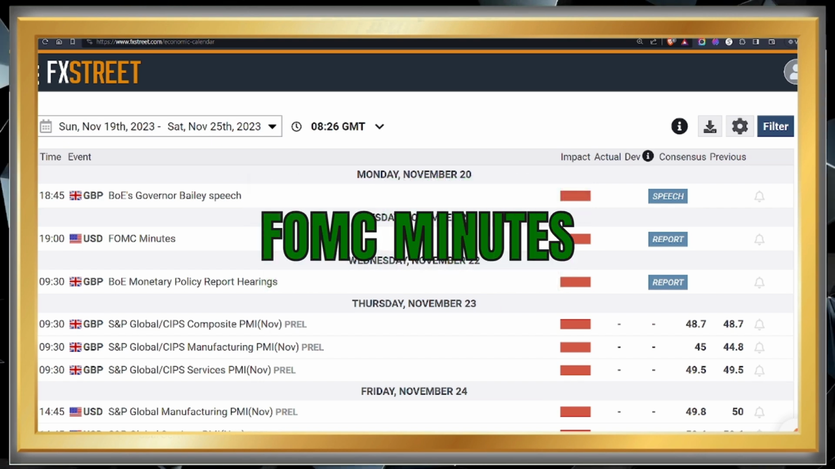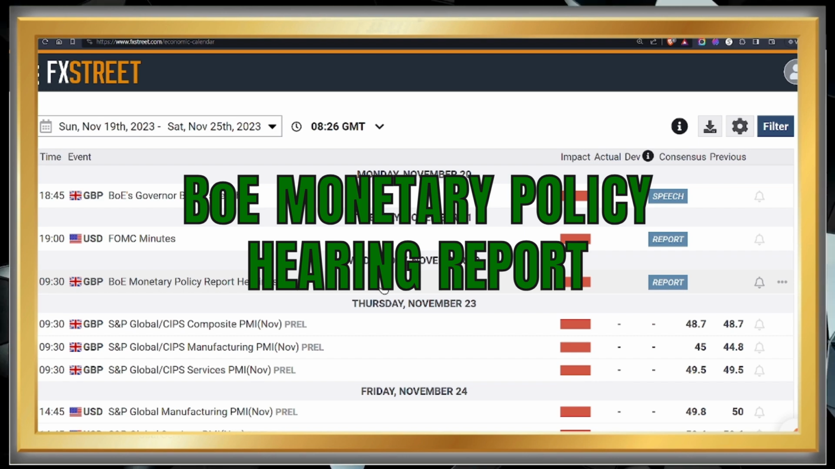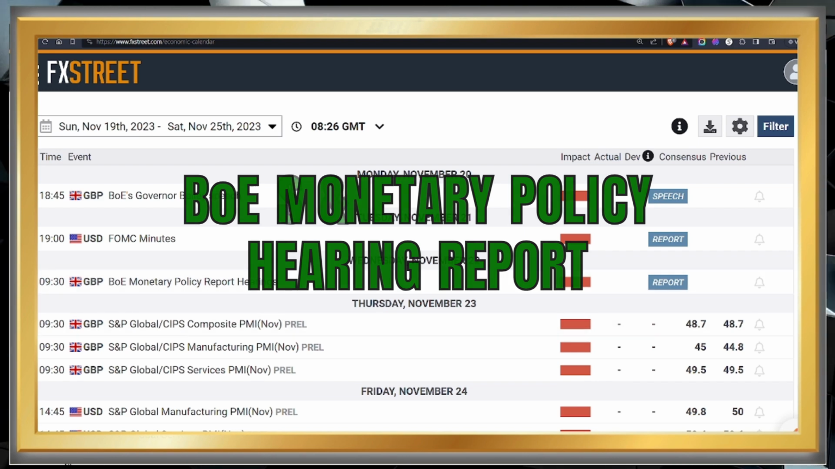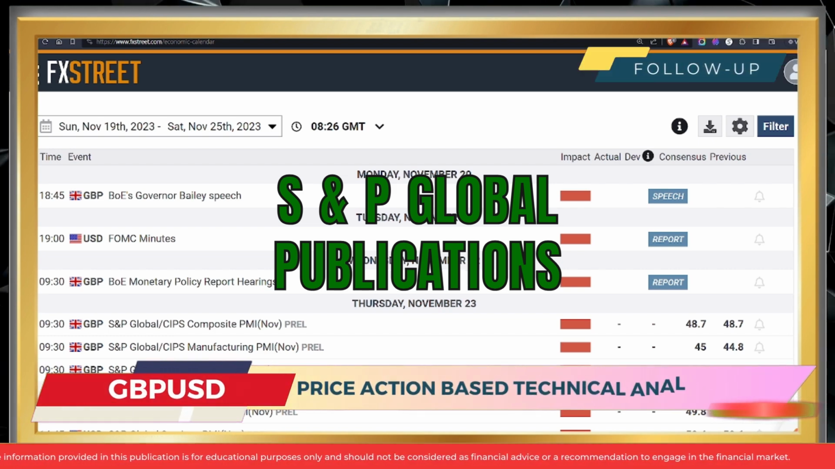Then we also have the publications of the FOMC minute record, which will provide detailed accounts of the discussions, debates, and decisions made by the committee members regarding monetary policy, economic conditions, and future policy actions. Then on Wednesday, we have the monetary policy hearing report from the United Kingdom, and on Thursday and Friday, for both economies, we will be witnessing the publication of the S&P Global, which covers a wide range of topics, including market trends, credit ratings, economic indicators, and industry insight.